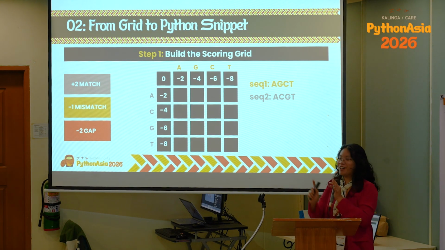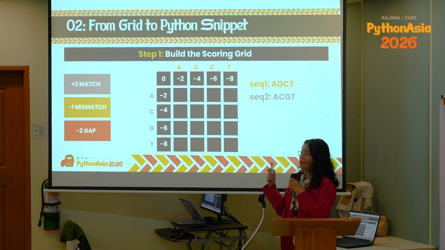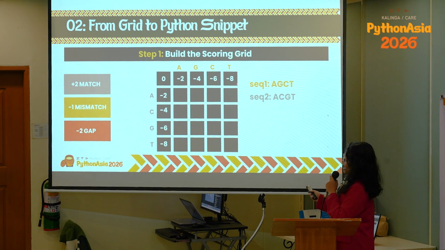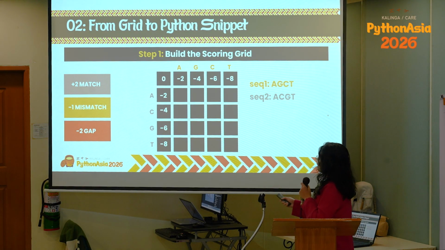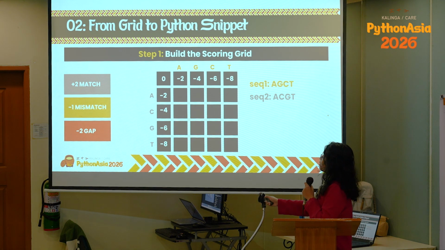Right, so now I'm going to teach you how we can intuitively understand the algorithm, how it really works manually. First of all, we're going to build the scoring grid. So this is the grid, and in this part, we have the match, mismatch, and gap. Those are the concepts that we need to understand. And you can see there are numbers corresponding to each: +2 for match, -1 for mismatch, and -2 for gap.